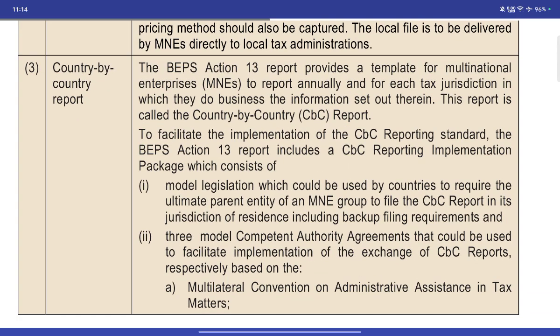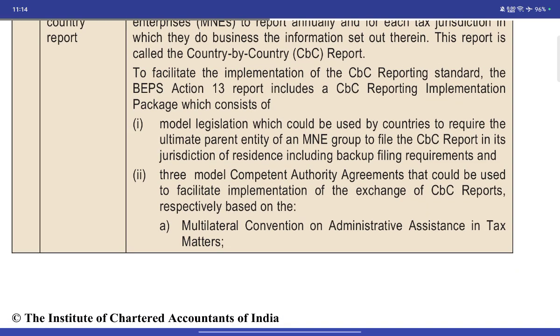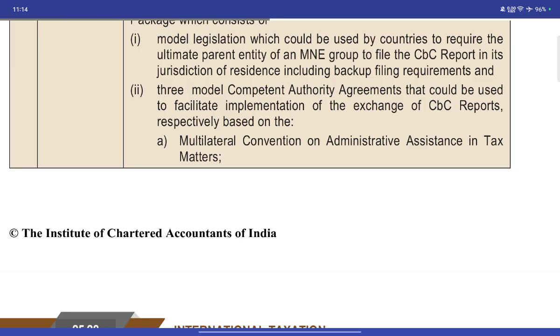Country by country report. The Base Erosion and Profit Shifting Action 13 provides a template for multinational enterprises to report annually for each tax jurisdiction in which they do business, and the information related to it. The report is called the country by country report, or CbC report. To facilitate the implementation of the CbC reporting standard, the Action 13 report includes a country by country reporting implementation package, which consists of model legislation, which will be used by countries to require the ultimate parent entity of an MNE group to file the CbC report in its jurisdiction of residence, including a backup filing requirement. It also includes three model competent authority agreements that will be used to facilitate the implementation of the exchange of CbC reports.